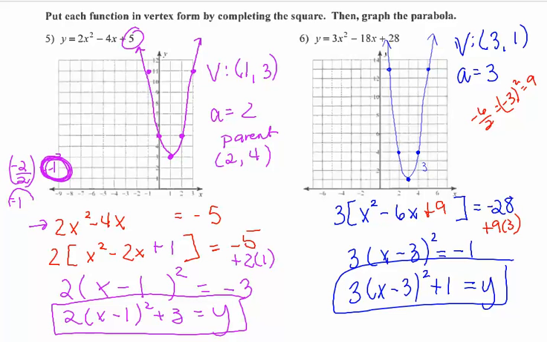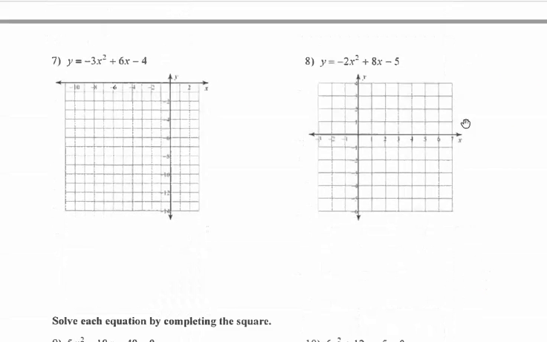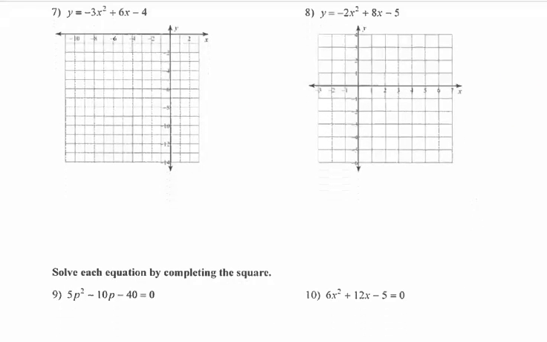So let's do another one. The only thing that's going to change is I'm going to make that A value negative. I'm going to do number 7. You guys are going to do number 8. And I am going to do what I just did. I'm going to do 2 steps at once. I think mathematically you guys should be able to handle that.